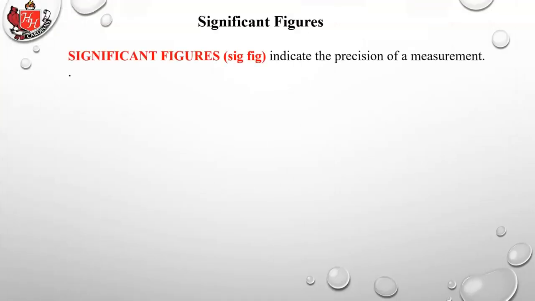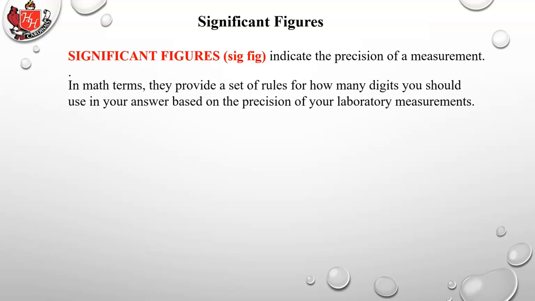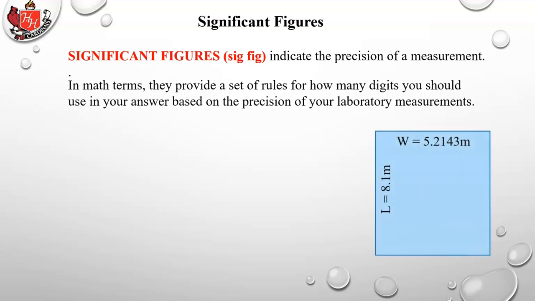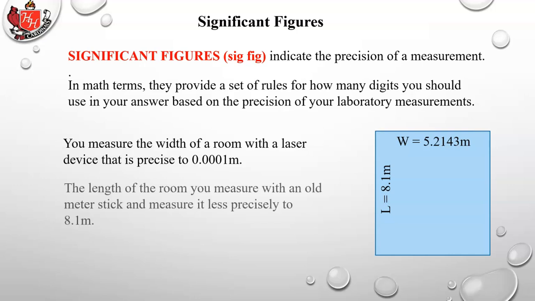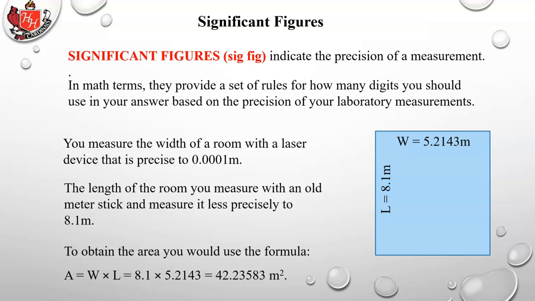Significant figures, which we usually just refer to as sig figs, indicate the precision of a measurement. In math terms, they provide a set of rules for how many digits you should use in your answer based on the precision of your laboratory measurements. So here's a room that we measured, and you measure the width of the room with a very precise laser device that's precise to 1/10,000th of a meter, and you get the width as 5.2143. Then the length of the room you measure with an old meter stick, and you measure it less precisely to 8.1 meters.